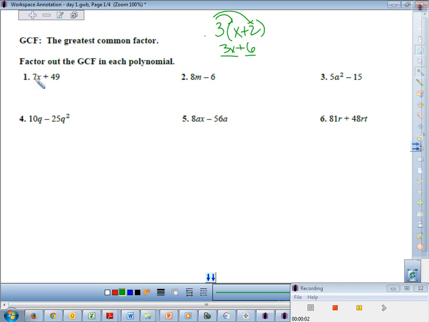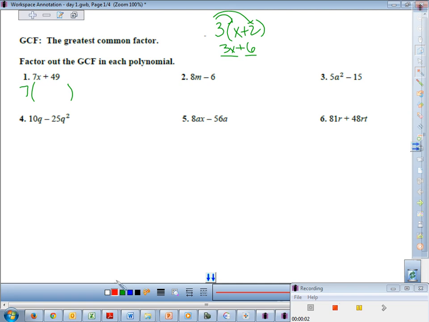And you can see that 7 definitely goes into 7, and 7 goes into 49, so that means that I could factor out a 7. So we're going to put that on the outside of the parentheses. But you also got to check your variables to see if there's the same amount of variables in each. This term right here has an x with it. This does not have an x with it, so you cannot factor out any kind of x's in this situation. So 7 is the greatest common factor.